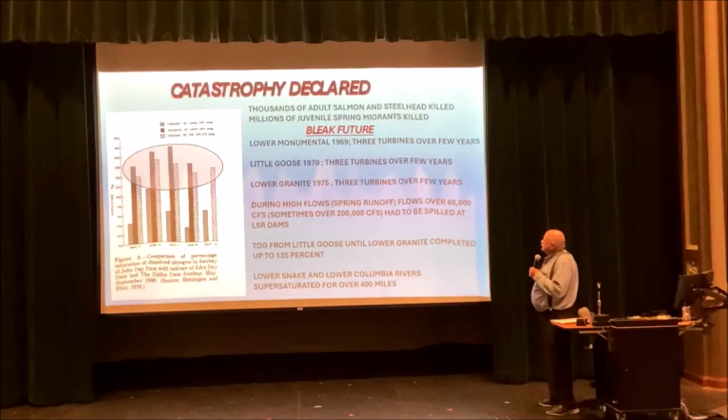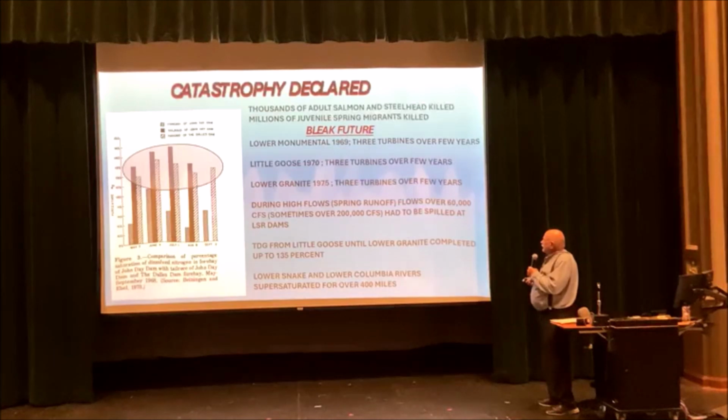So they said the future was really bleak because Lower Monumental Dam, this was 1968, was coming online in 1969. It was being built with 3 turbines, but only one of them would be available in 1969, then one in '70, '71, that sort of thing. In 1970, you had Little Goose coming on, same sort of thing. It was going to take several years for those 3 turbines to be available. And Lower Granite was coming on in 1975. Gas supersaturation was really considered to be a threat to the survival of the Columbia River salmon.